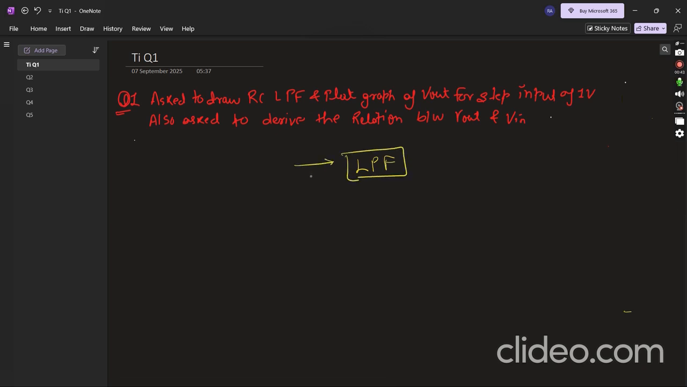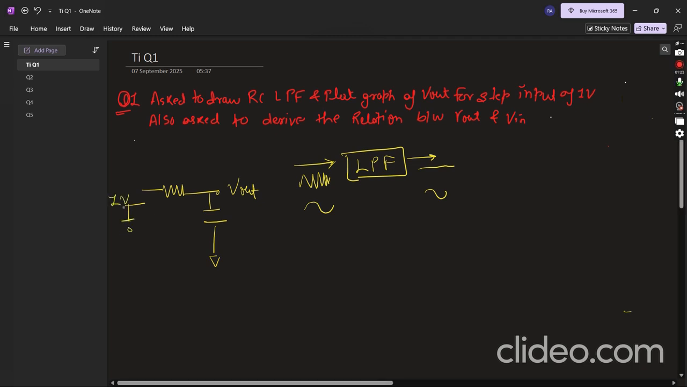A low pass filter basically passes the low frequency and attenuates the high frequency. If this is the high frequency input, it will attenuate it like this. And if this is the low frequency input, it will pass this low frequency. So they want a low pass RC filter. This is the low pass RC filter, this is V out and this is V in.